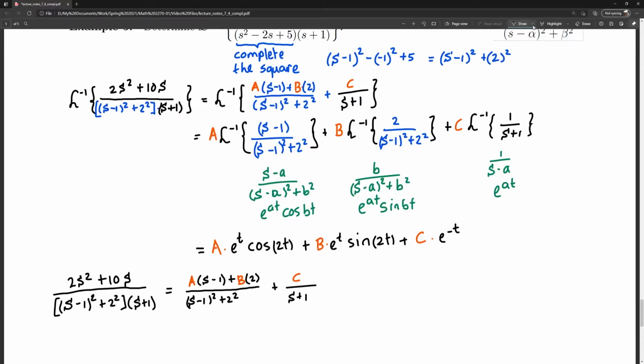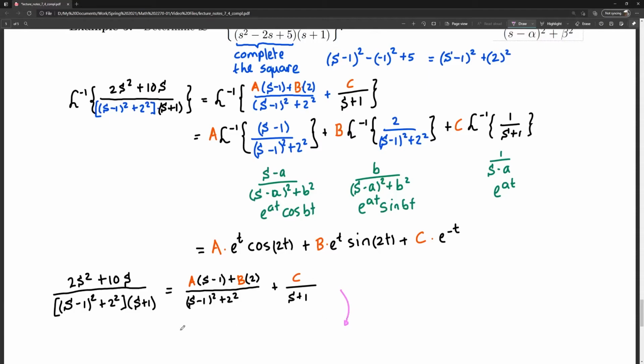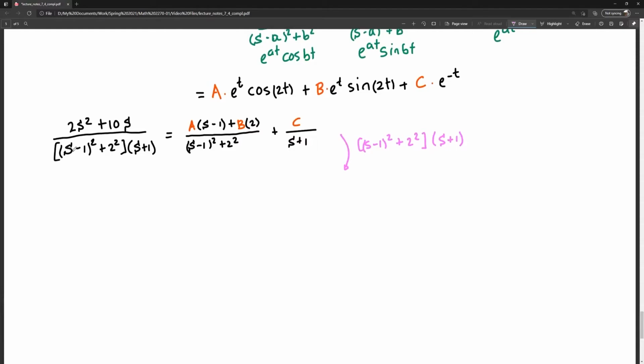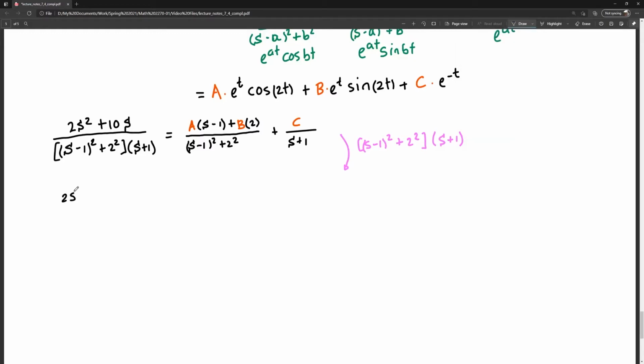And then what we do to simplify this is we multiply both sides times the denominator on the left. So we're multiplying by s minus 1 squared plus 2 squared, and then times s plus 1. And when we do that, on the left, this cancels out, and we're left with 2s squared plus 10s.